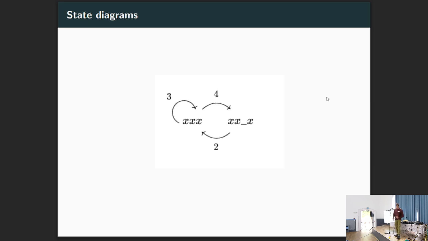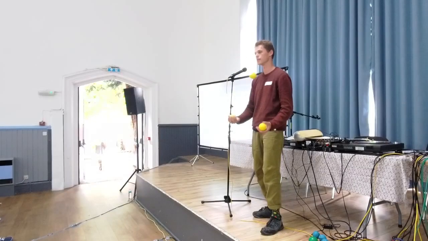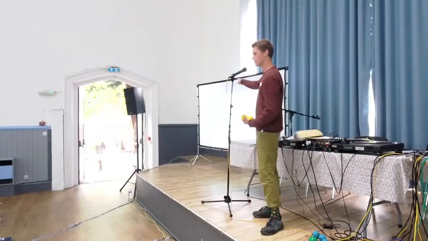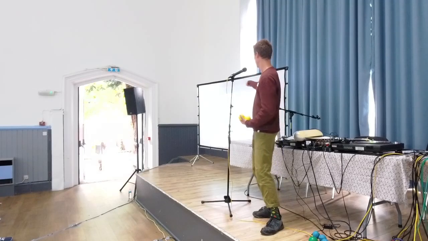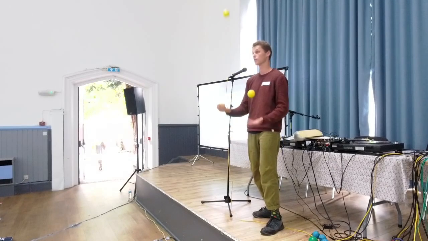If I do 3-ball juggling, I'm just doing this 3 loop over and over again. I'm doing 3, 3, 3, 3, 3. But as you can see, at any moment, when I'm back at my 3 state, I can do 4, 2, 3, 3, 3, 3, 3, 3, 4, 2, 3, 3, 3, and so on.